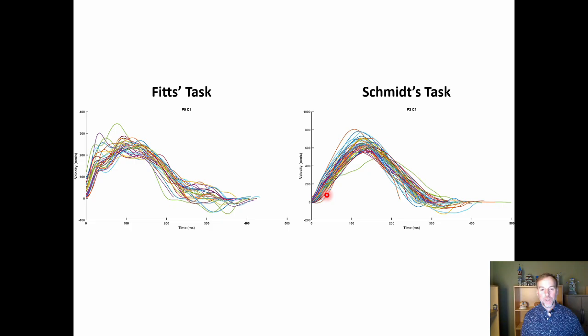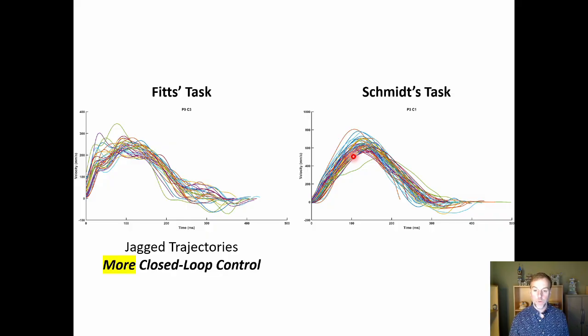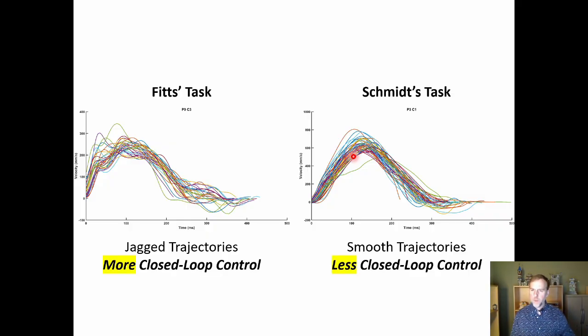So if we go back to these trajectories, these are jagged, very obvious closed loop control. Schmidt's tasks, they're not very jagged, but when we look at spatial variability, we do see evidence of some closed loop control. So what we think we're seeing here, and we're running some follow-up experiments, is that there seems to be a difference in the amount of closed loop control.